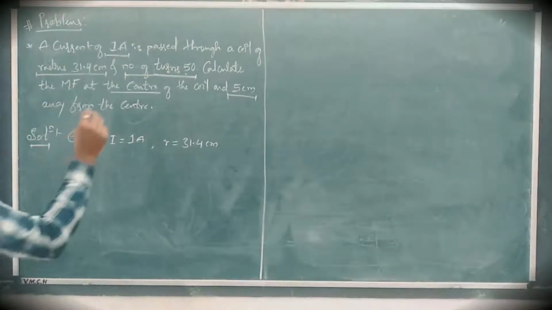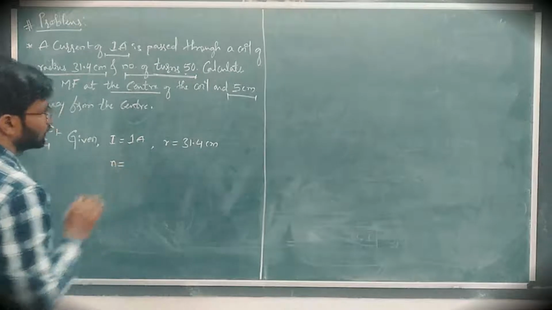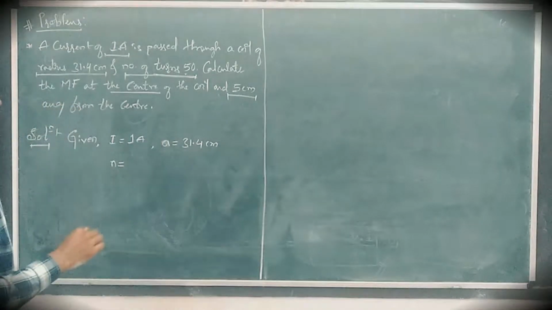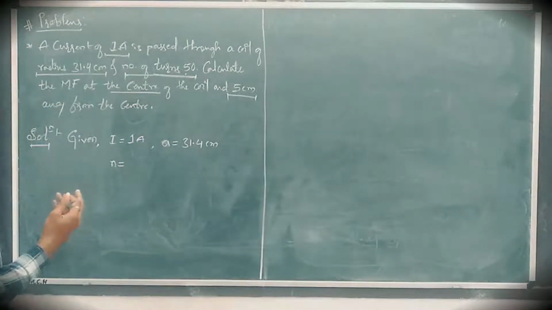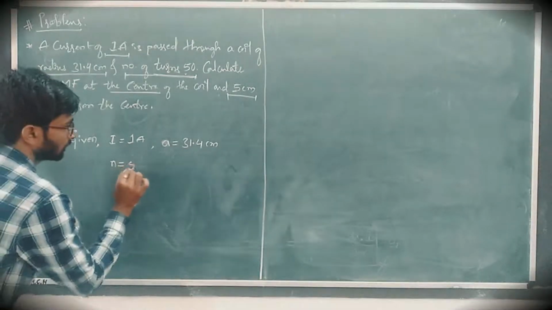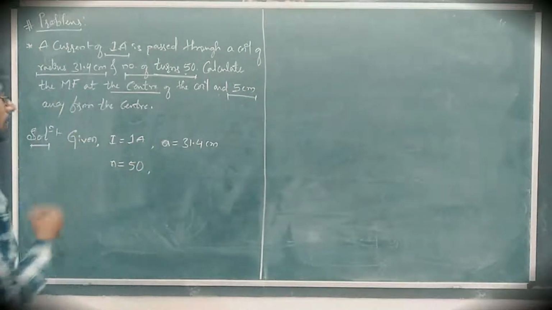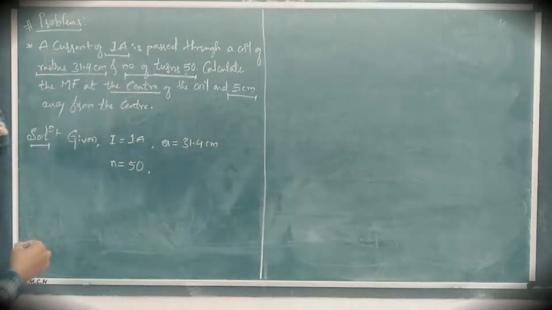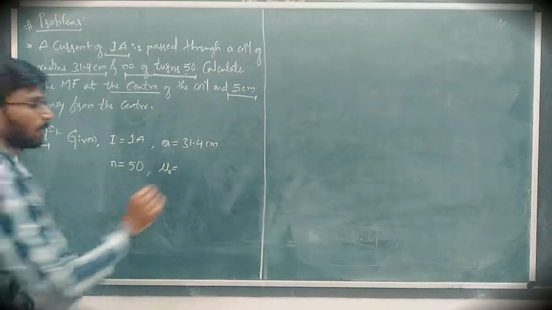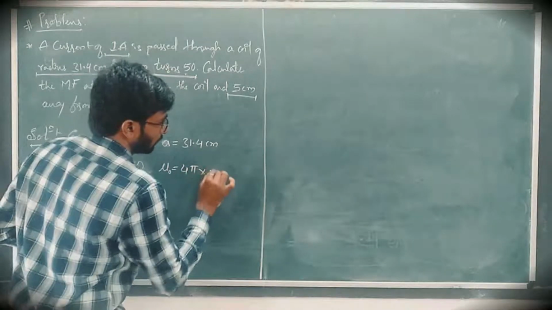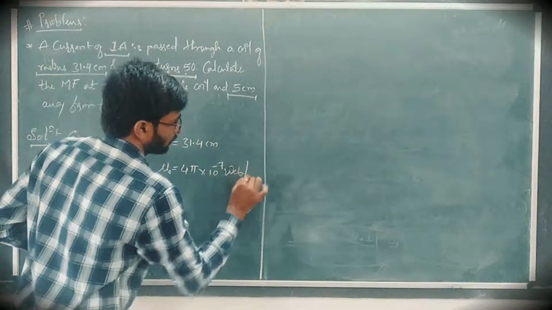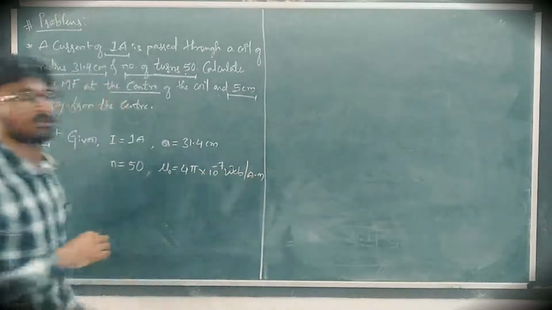And the number of turns n is 50. I can write the radius as A or else R, which depends on the formula; whether you replace the radius by R or A is left for you, so don't get confused. Another thing we already know is mu naught, that is 4 pi into 10 to the power minus 7 Weber per ampere meter.